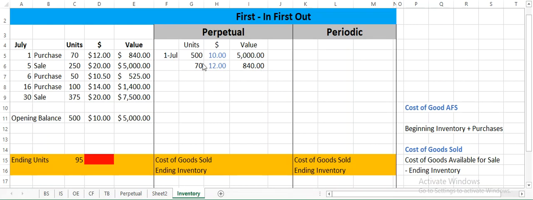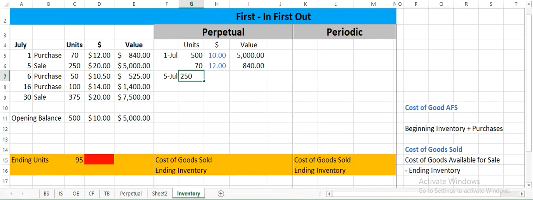For right now, that's all we have. We're just keeping track of everything until it's time for a sale. The most challenging thing is when a sale happens. We have a sale that happened on July 5th, and we say that we sold 250 units at $20. Now we don't bring the $20 here because we're not concerned with the sales price, only the cost price. And so the question comes up: I'm selling 250 units, but how much is the cost for those units that I'm selling?